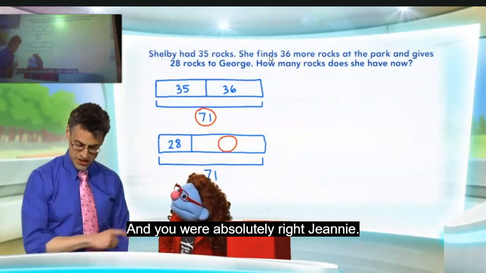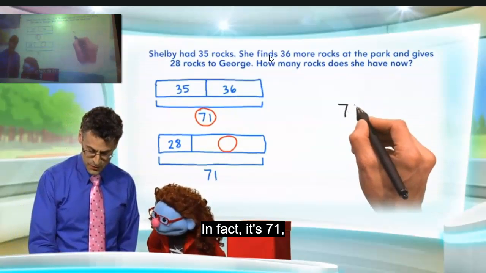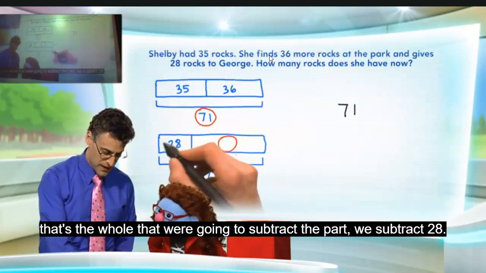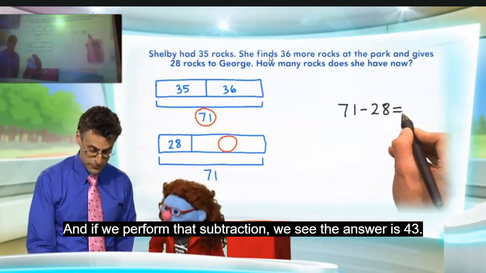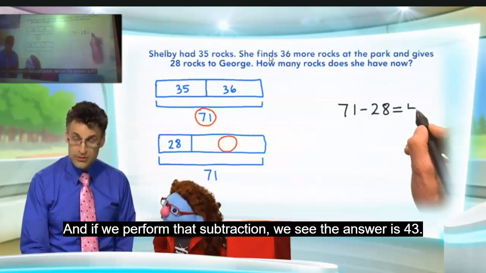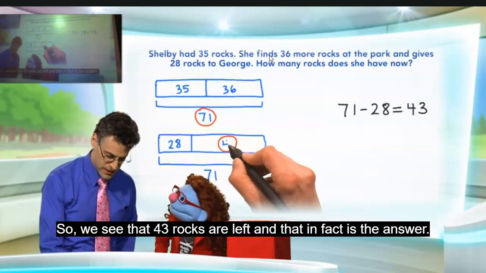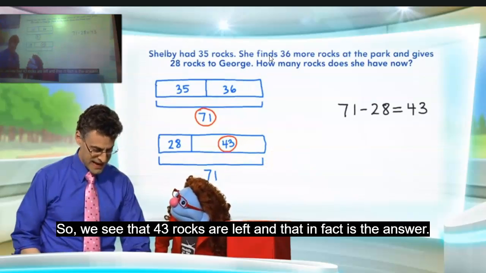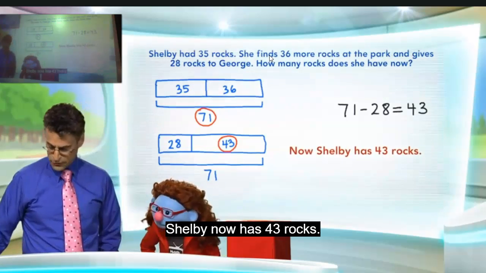And you are absolutely right, Jeannie. That is a subtraction question. In fact, 71 is the whole, and we're going to subtract a part. So we subtract 28. If we perform that subtraction, we see the answer is 43. So 43 rocks are left, and that is the answer. Shelby now has 43 rocks.